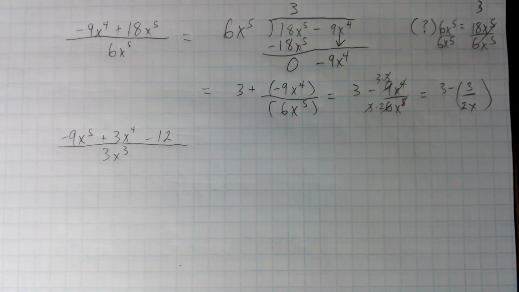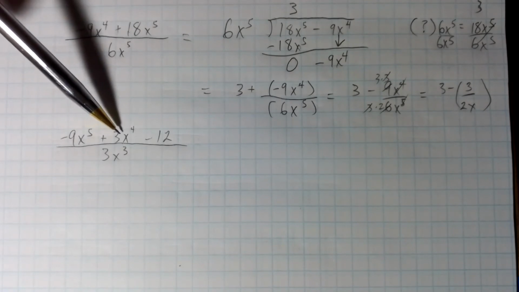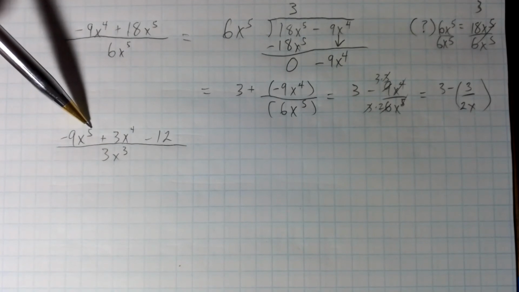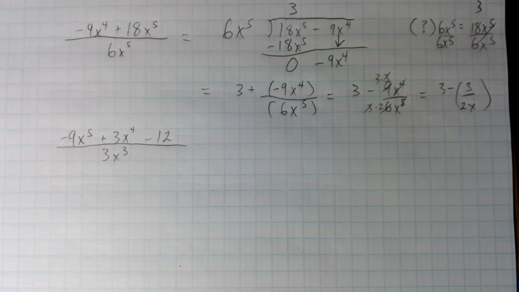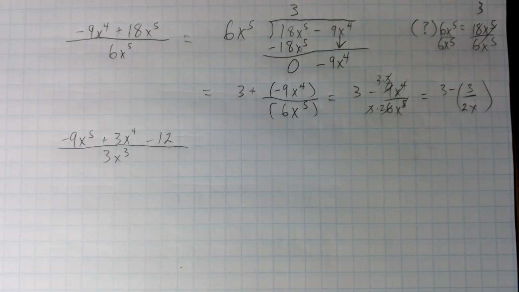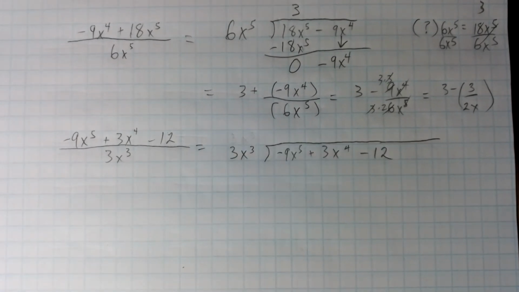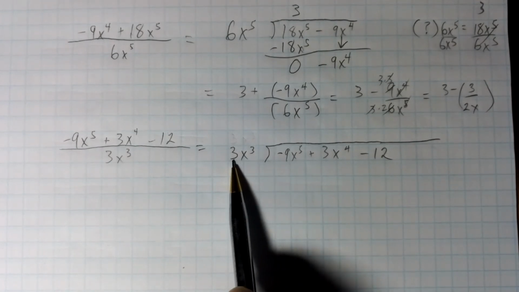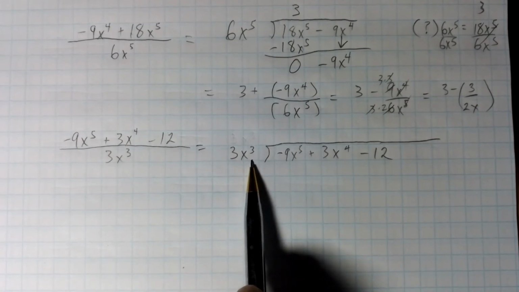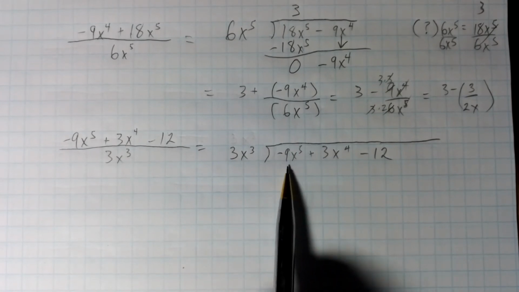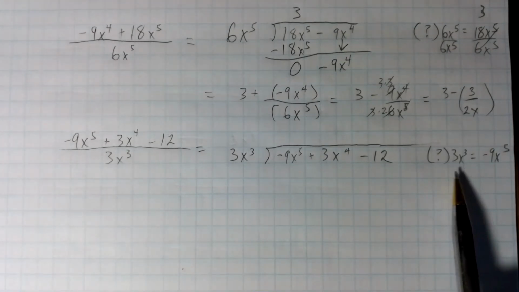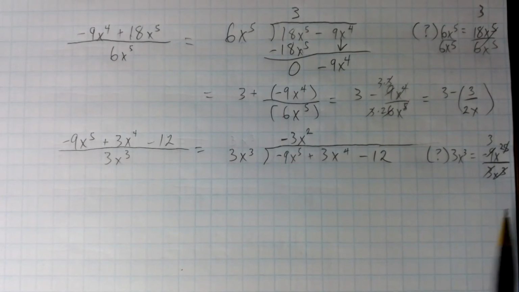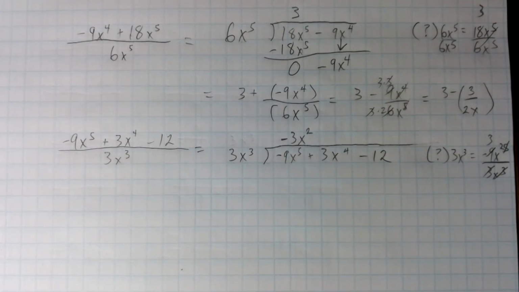Okay, here we go. We have a negative 9x to the 5th plus 3x to the 4th minus 12, all divided by 3x to the 3rd. Notice the powers. I have an x to the 5th on top, an x to the 3rd on the bottom. So let's attack this with long division. All right, so here's my setup. And again, we're going to start with our leading terms here. I need what times 3x to the 3rd will give me negative 9x to the 5th. Again, what times this will give me this? Well, after doing my work, I get negative 3x squared.